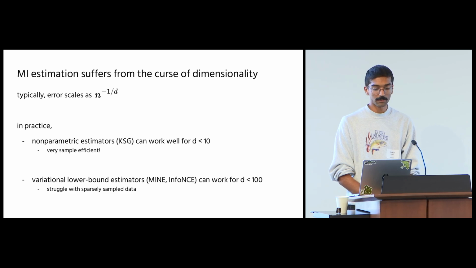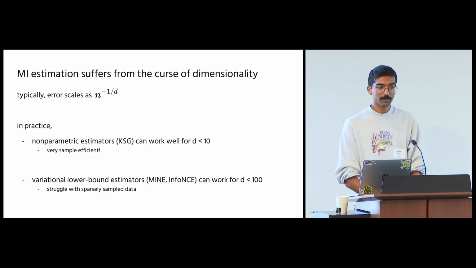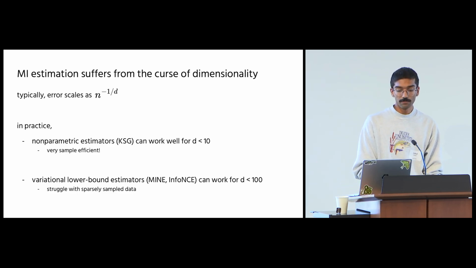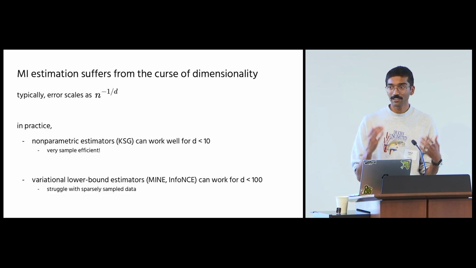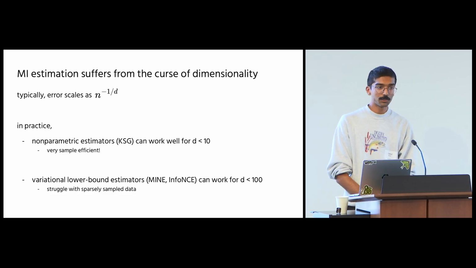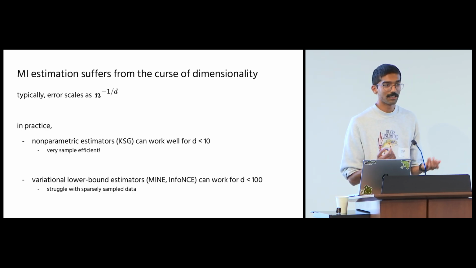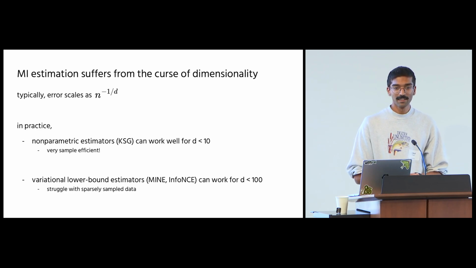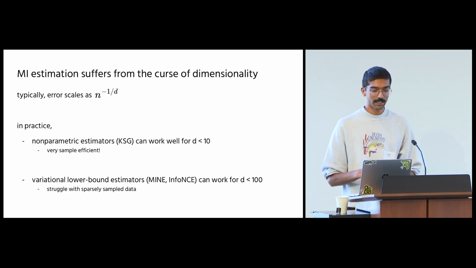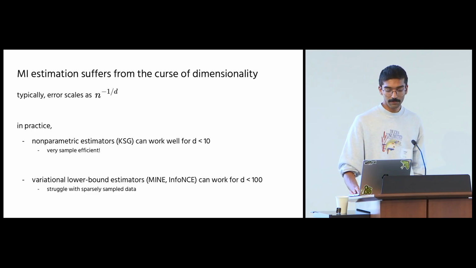Two notable ones are MINE and InfoNCE, sometimes used in contrastive learning. These can scale up better to higher dimensions, but they tend to be super data hungry. So if you're in a regime where you have, say, 100 or 1,000 samples, it doesn't matter what your dimensionality is, you're really going to struggle to get a good estimate out of the variational bound estimators.